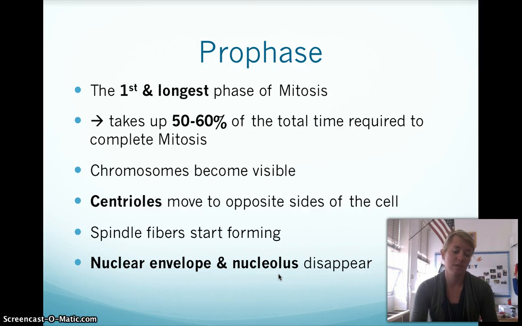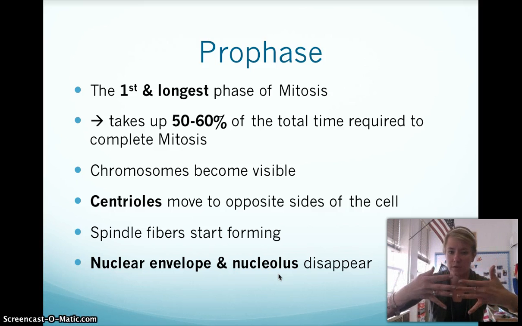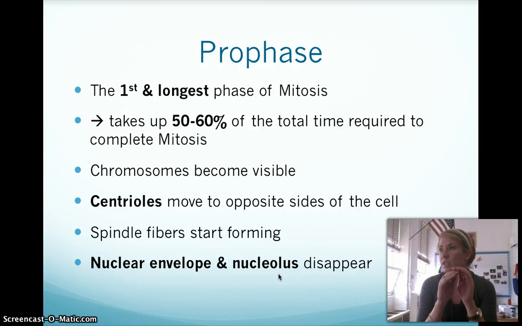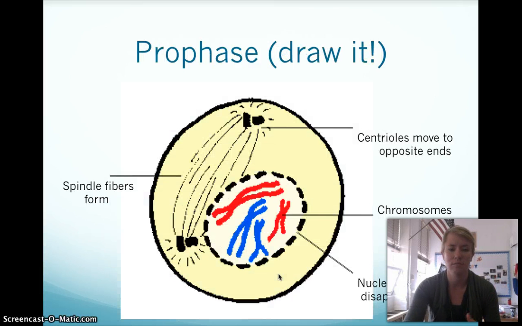During prophase, these are things that happen. The chromosomes become visible. So they go from being that soup to being those X's, so we can see them now. Our centrioles, those two little structures, they're in one spot, but then they start to move to opposite sides of the cell. Our spindle fibers start growing from the centrioles, and the nuclear envelope, the space around the nucleus, disappears. So now the chromosomes are free inside the cell.